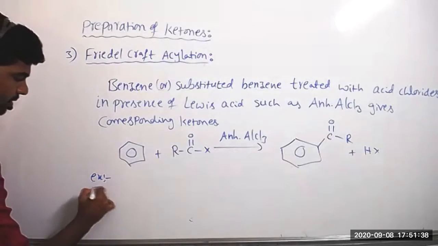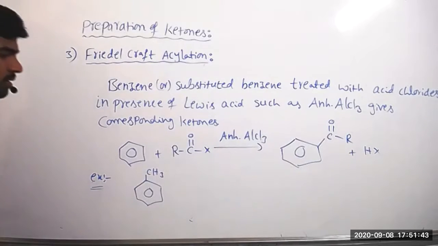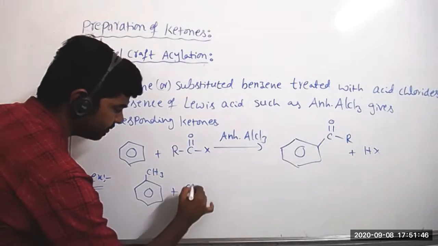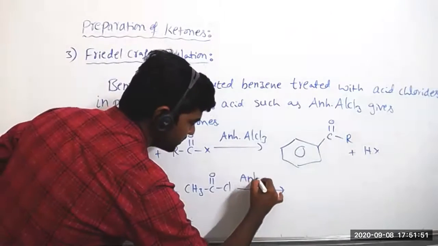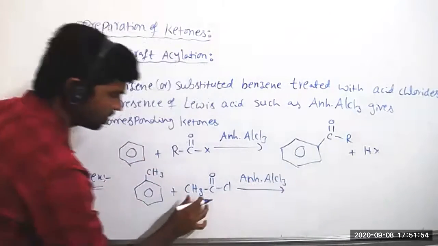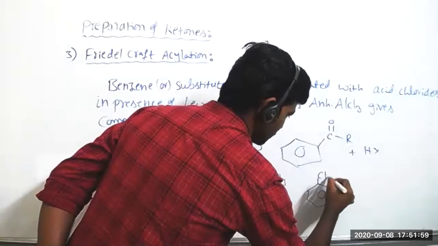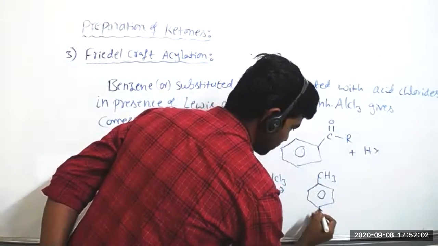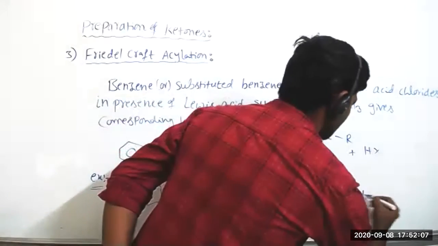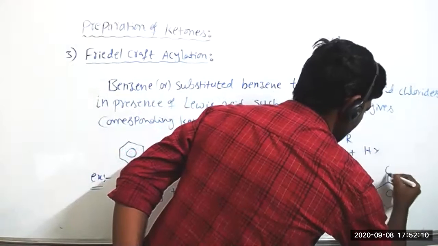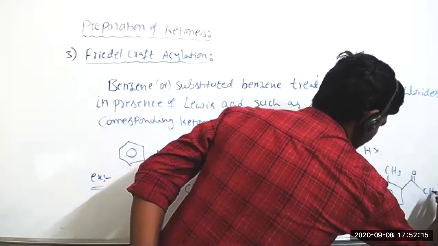Example, we may take benzene or any substituted benzene. I'm taking toluene. When treated with CH3COCl in presence of anhydrous AlCl3, the COCH3 group is attached to toluene. But that is possible at ortho and para positions. This is the major product, and this is the minor product.